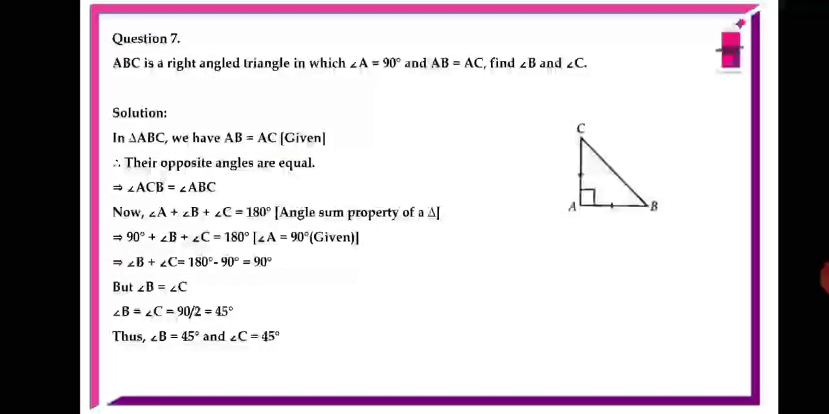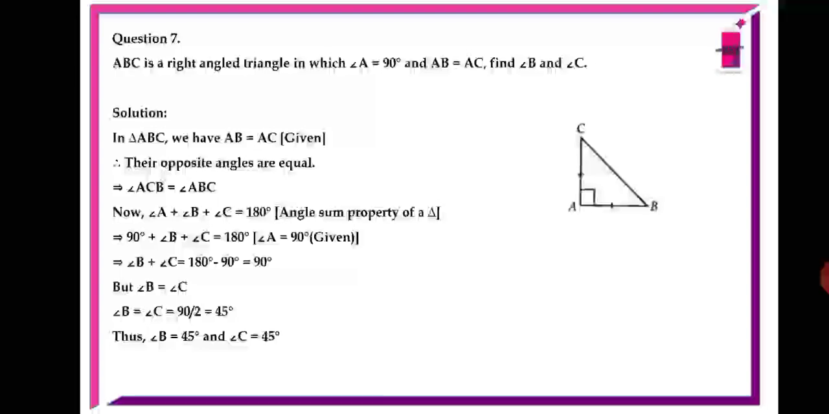ABC is a right angle triangle in which angle A equals 90 degrees and AB equals AC. Find angle B and angle C. For a right angle triangle, if two sides are equal, then the opposite two angles are also equal. Directly you can say it is 45 degrees if it is given for a very short answer. Now we are going to prove why it is 45 through a theorem.